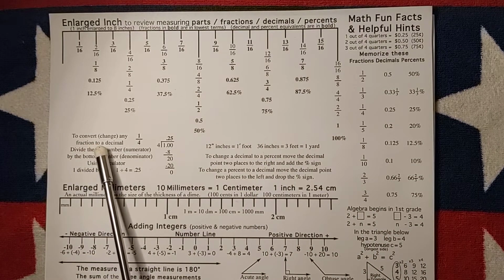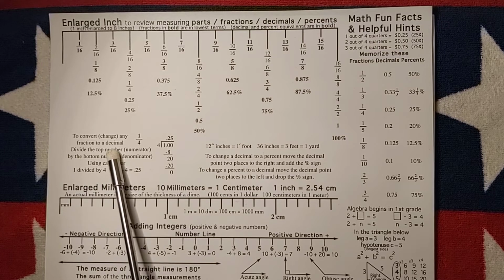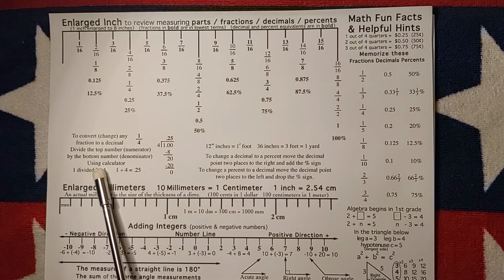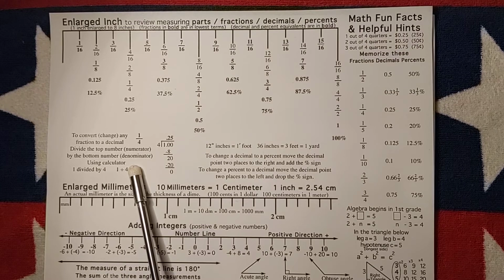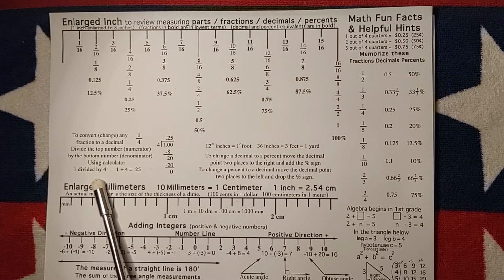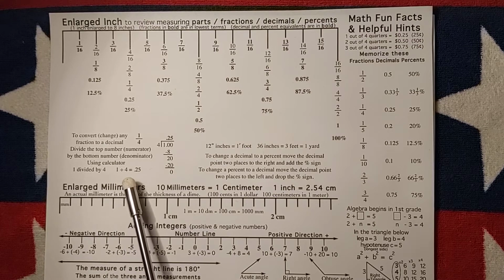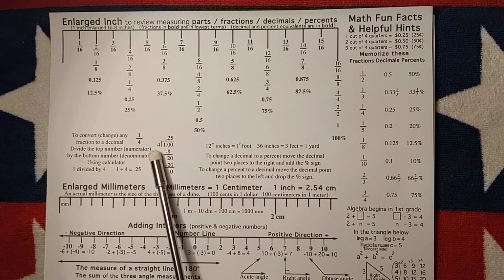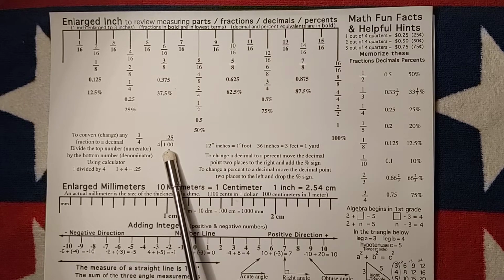To convert, change any fraction to a decimal. Divide the top number, numerator, by the bottom number, denominator. Using a calculator, 1 divided by 4 is equal to 0.25. Long division, 4 divided into 1, the top number, would be 0.25.